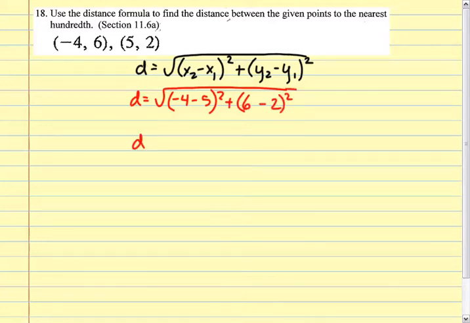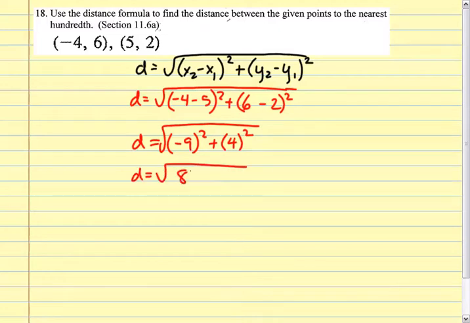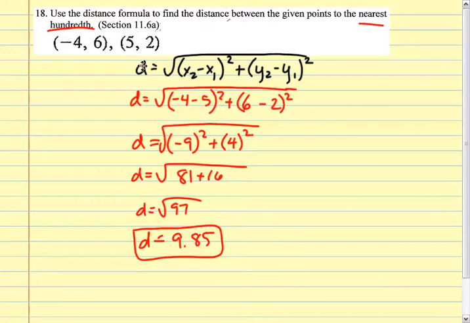Okay? So now the distance is going to equal negative 9 squared plus 4 squared. The square root of that. Okay. Now the distance is going to be the square root of 81 plus 16. Distance is equal to the square root of 97. It says round to the nearest hundredth. Okay. So square root 97, 9.848. Okay, so 9.85. And that's what the distance between those 2 points is, approximately. All right, let's look at the next one.